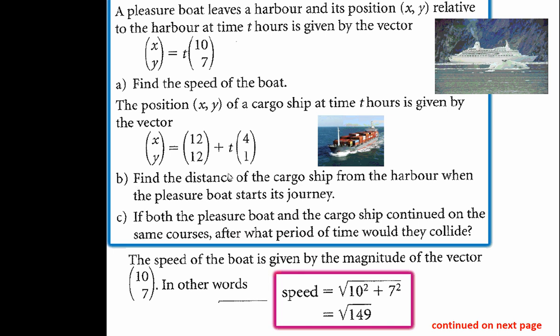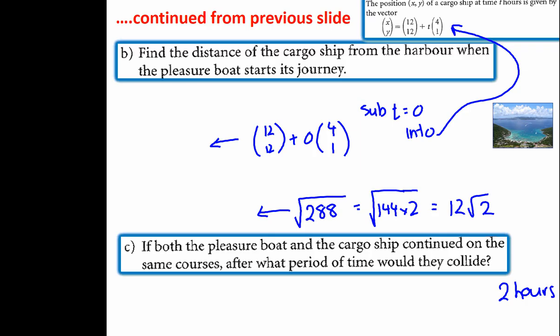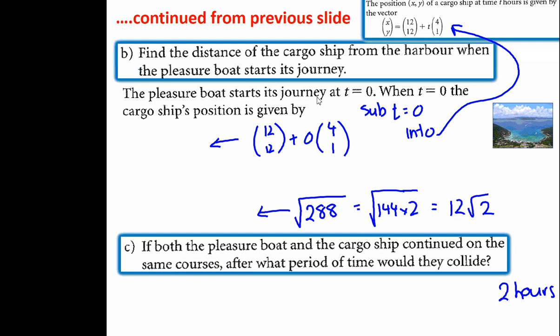So B: find the distance of the cargo ship from the harbour when the pleasure boat starts its journey. You might be able to look at that and see it already. I'll go on to the next slide because that's where we deal with this question. Basically, just sub time is 0 into the vector equation. Sub time is 0 into here, this one's a goner. The pleasure boat starts its journey at time 0. When time equals 0, the cargo ship position is given by this.